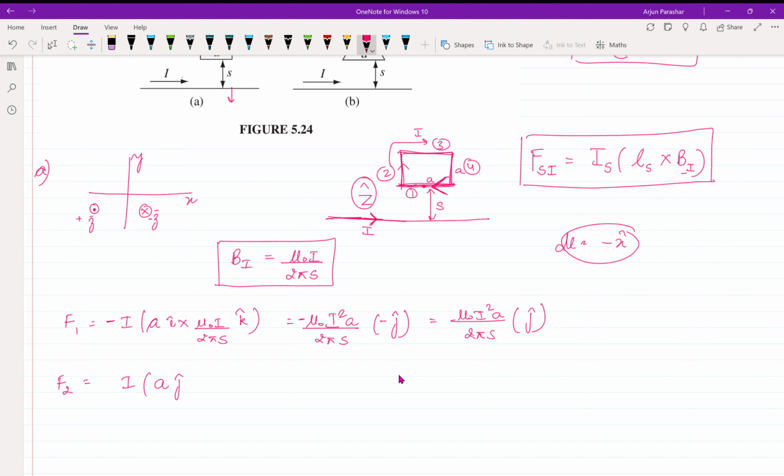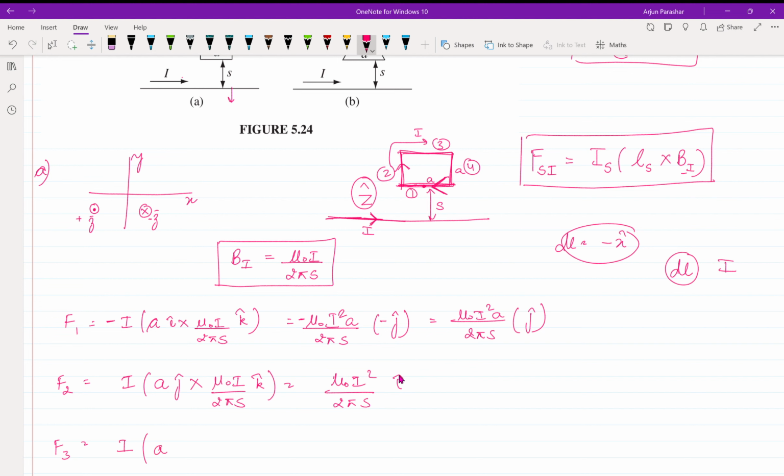So now the force due to side number 2: the length is a and the direction is in the j cap. You can see it upward. Again I repeat, the direction of the length is the same as the direction of the current. So a j cap cross mu naught I upon 2 pi s into the direction of this. So we get mu naught I square a upon 2 pi s into j cross k, which is i cap. Now F3 is I.